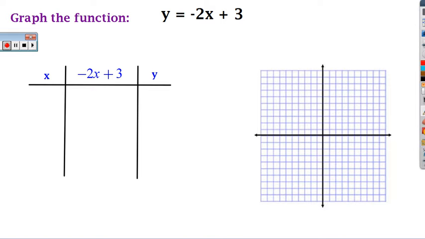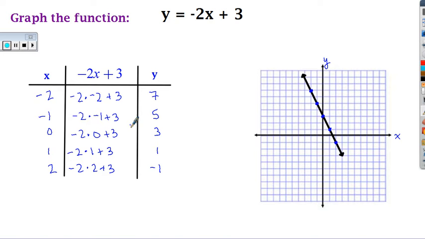Alright, so let's take a look at what you should have gotten for the table and the graph. Check your x values, check your y values, check your points, and make sure that you put a line through those points with arrows on the end. Remember, if you didn't get a line, that means you messed up somewhere. Find the one that looks like it's out of place, find its coordinates on the table, and see what you did wrong with your math.